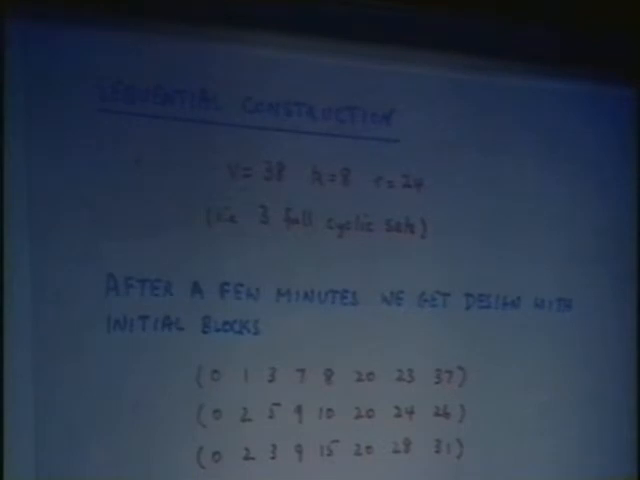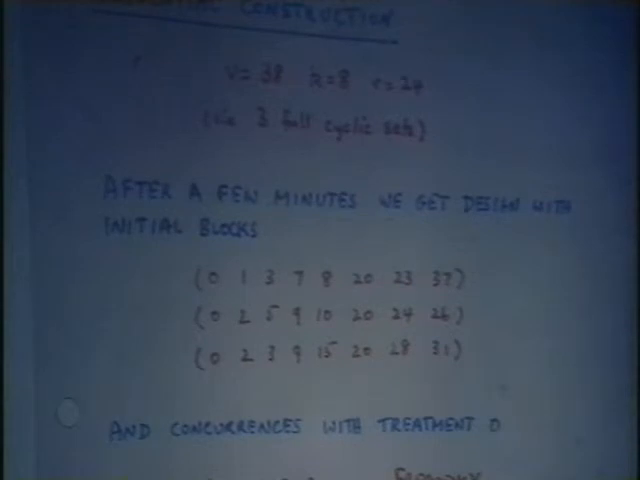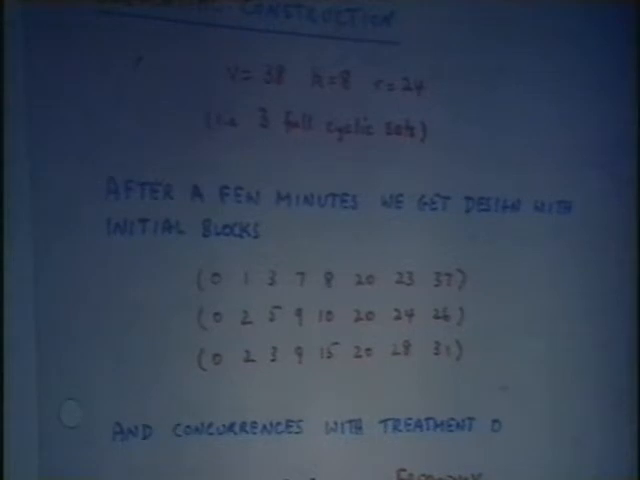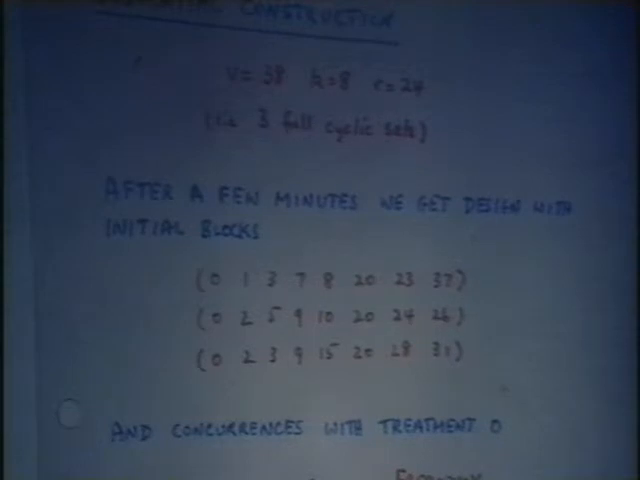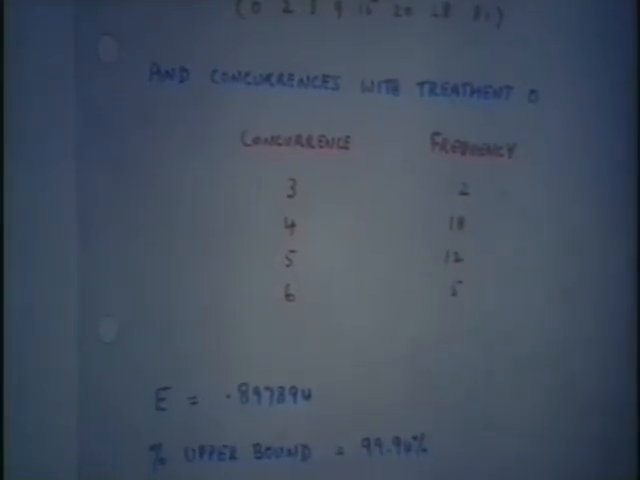Just to show what I mean, suppose I want to construct a design with 38 treatments in blocks of size 8, and I've got 124 replicates. Now, in terms of a cyclic design, that means 3 full cyclic sets, each cyclic set producing 8 replicates. Now, I can run the algorithm with those parameters, and if I sit there patiently, and it does take quite a few minutes, eventually I'll get this particular design out. It's got a concurrence distribution like that, an efficiency factor which is 99.94% of the upper bound.